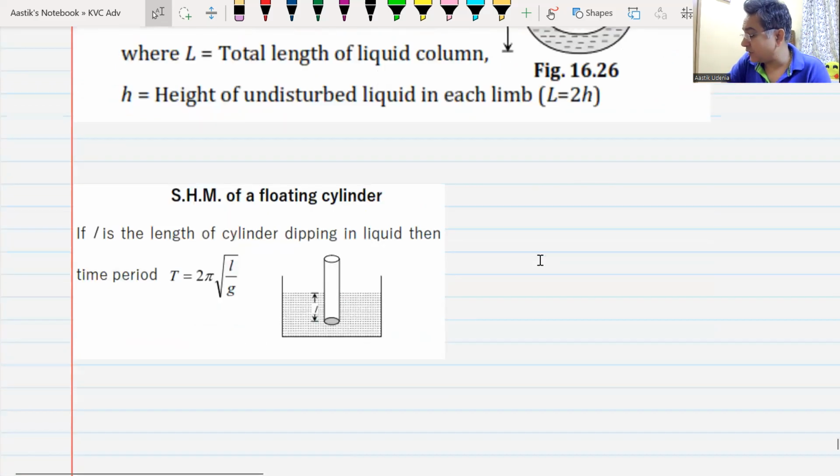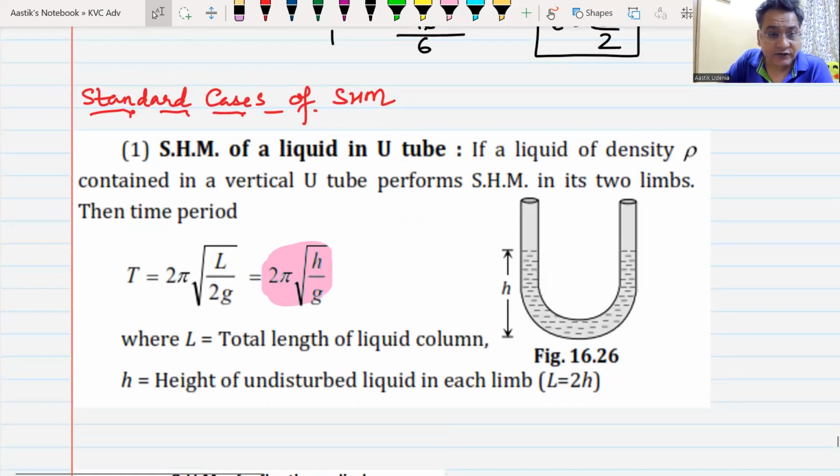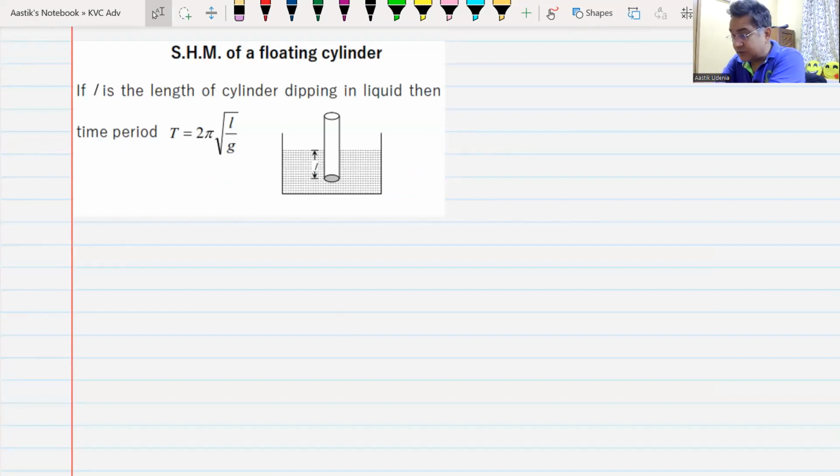Chalo, we'll move on to the next one. I don't have time. I can't wait so much for your drawings to happen. Okay, and now don't note down. I'll put 3 or 4 diagrams here.